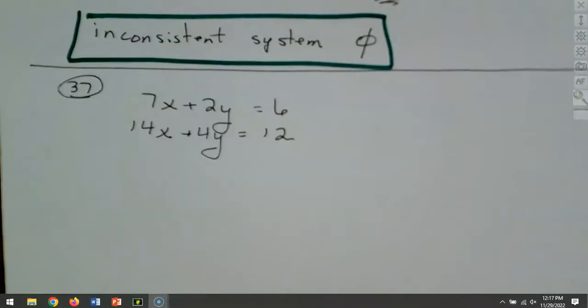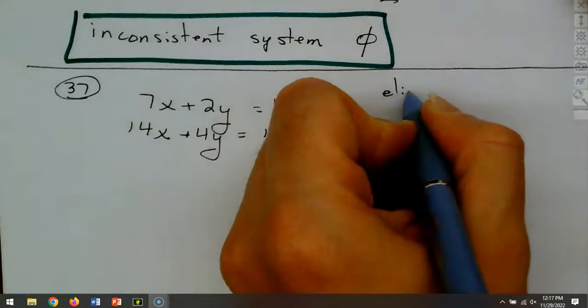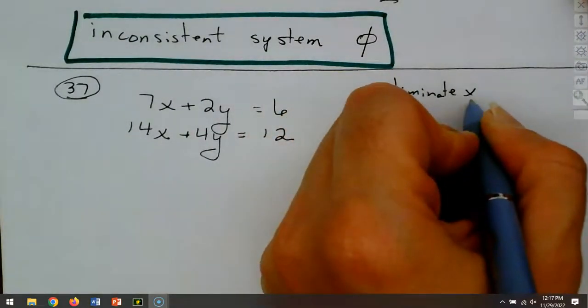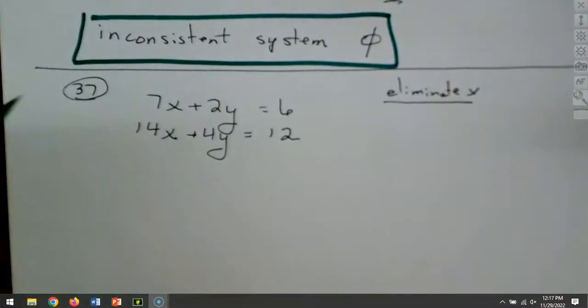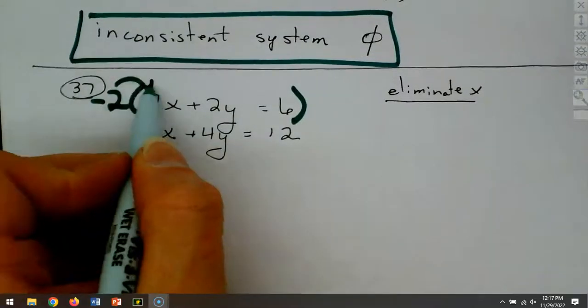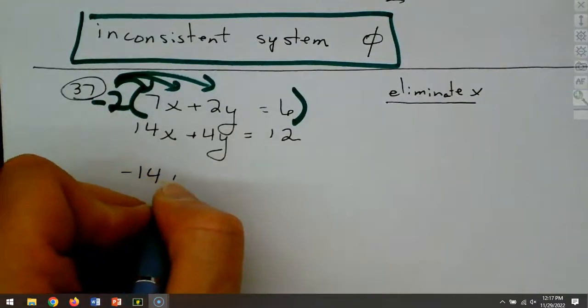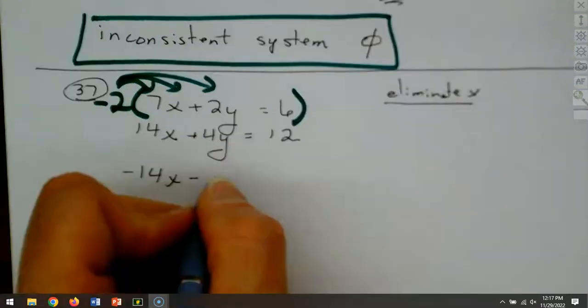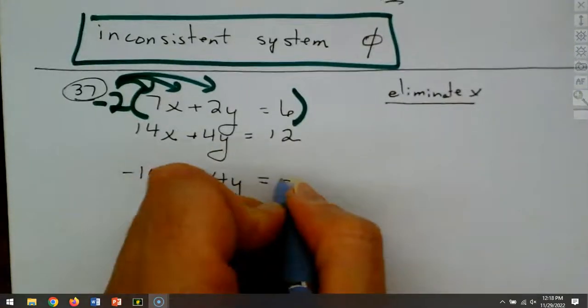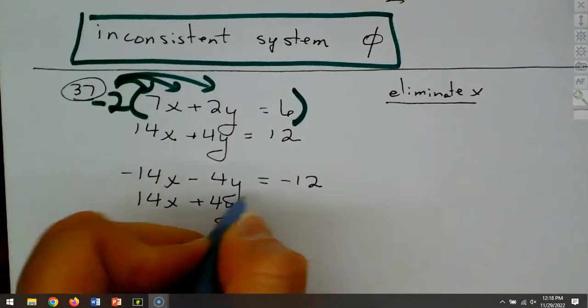Now these are actually the same line. I'm going to go ahead and eliminate one of the variables, and let's eliminate the x. So we're going to take our first equation, and what would we need to multiply it by? -2. And if I multiply it all by -2, then I get -14x - 4y = -12, and the one below it is the opposite, exactly the same, but just different signs.